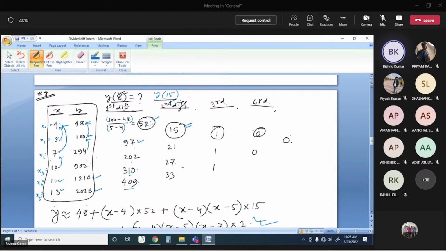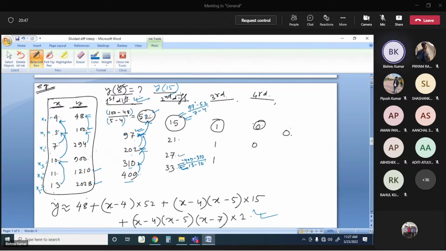Similarly, in the previous column, subtracting two values means next value minus this value, and in the x arguments, last value minus first value. Similarly, to calculate the last value, you just subtract these two, meaning 409 minus 310 by 13 minus 10. So it is 99 by 3, which means 33. Is it clear? Yes, sir.